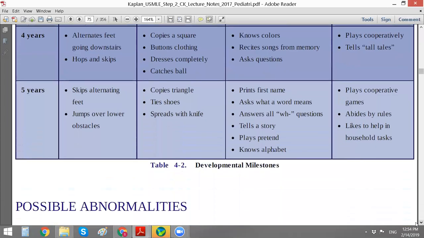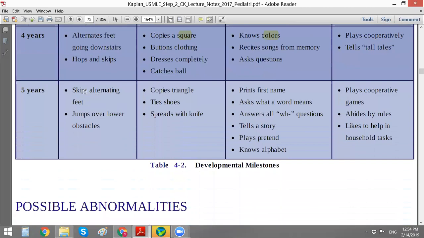4 years. Alternate feet going downstairs, hops and skips. Copies a square, buttons clothing. So the square is 4 years. Catches ball, knows colors, recites songs from memory. 4 years is colors. Plays cooperatively, tells tall tales.